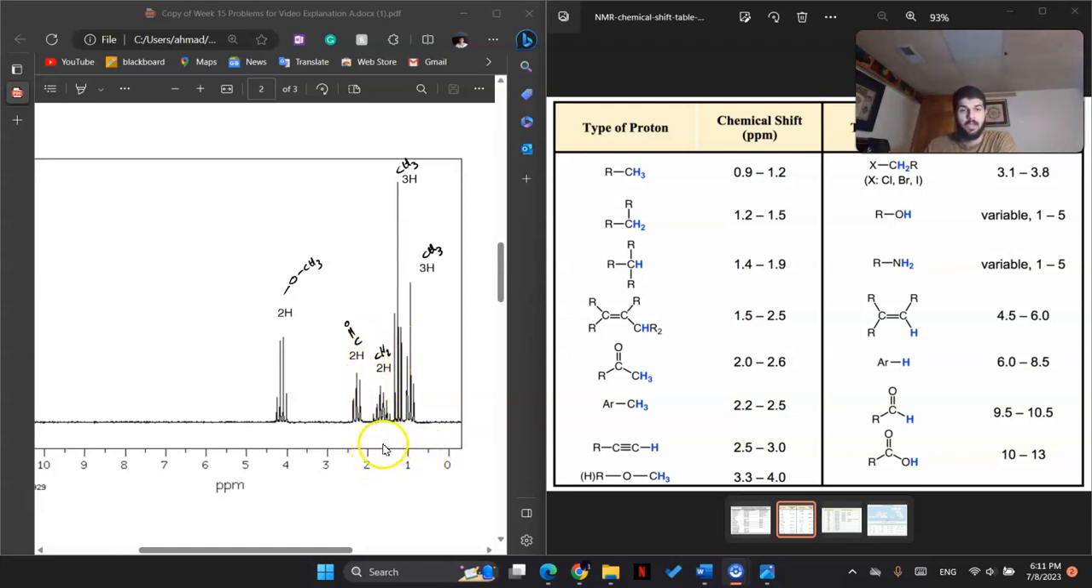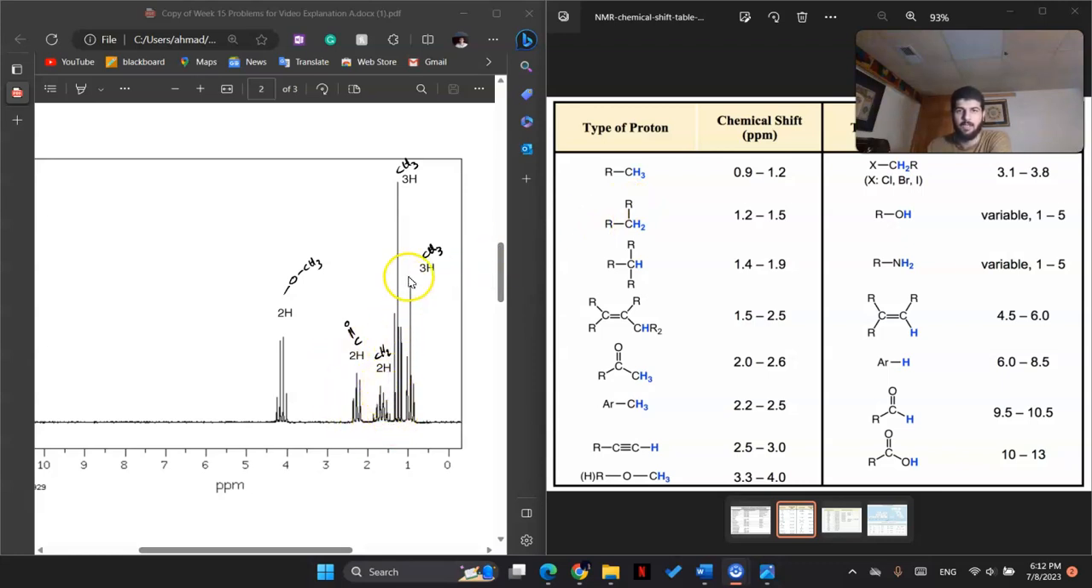Down around 1.7 to 1.8 down here, that indicated that it fell right in between the CH and the CH2 ranges right here. It's a little bit closer to the 1.4, a little bit lower than the 1.5. So I estimated it to be a CH2, right in between the 1.2 to the 1.5.